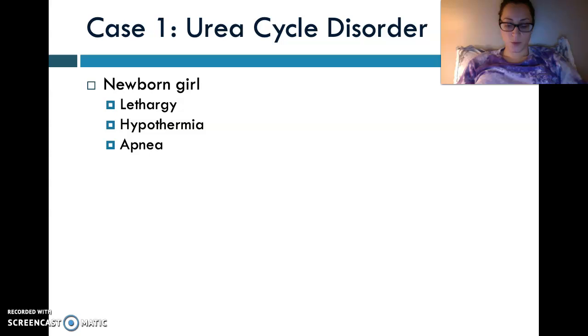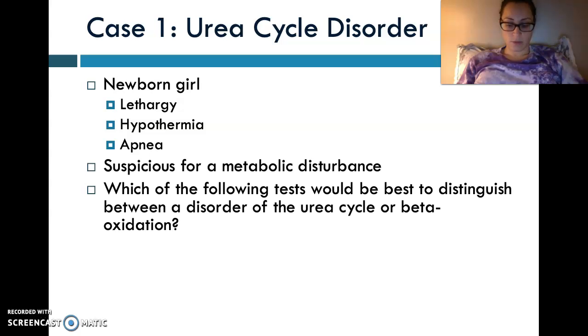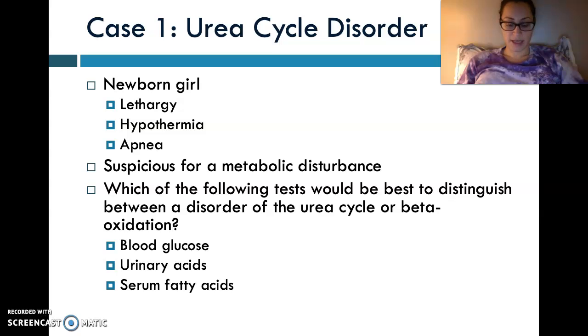Case 1 describes a newborn girl who develops lethargy, hypothermia, and apnea within the first 24 hours of life. The doctor suspects a metabolic disturbance. Which of the following tests would be best to distinguish between a disorder of the urea cycle and beta oxidation? Blood glucose, urinary acids, serum fatty acids, or plasma glutamine?